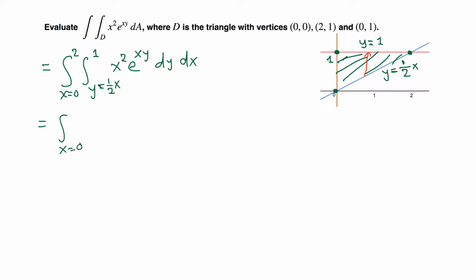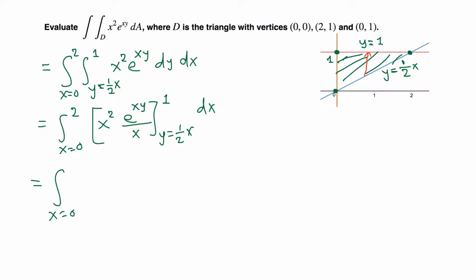So x from 0 to 2, inside we want to integrate with respect to y, so x squared remains as a constant. e^(xy), we have y, so it's like e raised to 2y, you can think in that way because the x is constant. So the antiderivative of the exponential function is itself, and we need to divide by this constant, in this case x, and we want to evaluate this for y equals 1/2 x, lower limit, to 1, and dx.